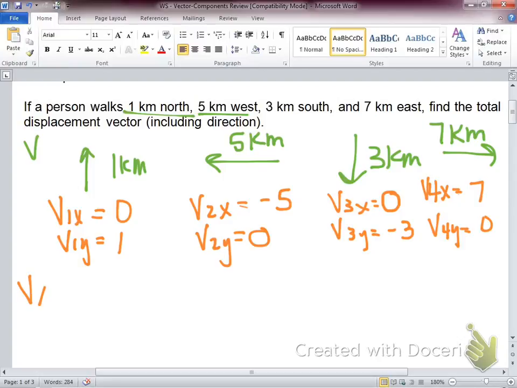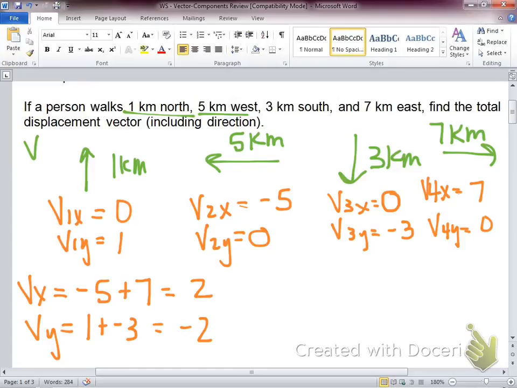Okay, now we're going to add all of our x's and all of our y's. So we're going to take -5 plus 7. V sub y is going to be 1 plus -3, which gives us 2 and -2. Okay? So that tells us those are the components of our new resultant vector, our displacement vector.